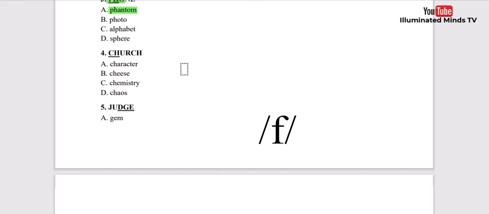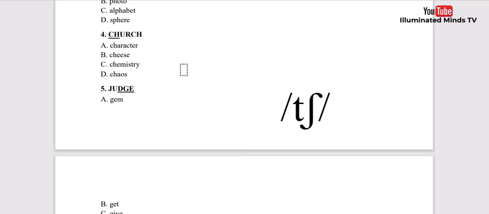All right. Now, question 4. We have church. Ch, as in CH. It is an affricate consonant sound. All right. So the correct and the most accurate answer here is cheese. This is character. This is chemistry. This is chaos. This is cheese. This is church. Can you see how we are getting this now? So it is actually an affricate consonant sound.